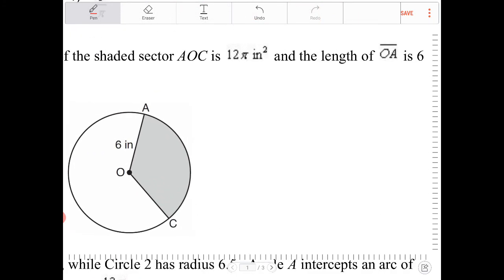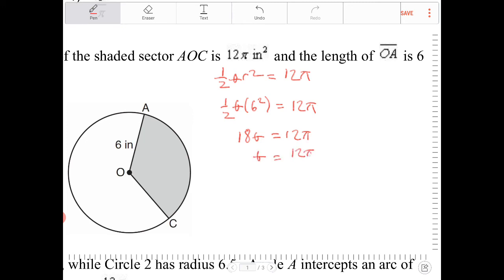If you remember the area of a sector formula in radians, it's simply 1/2 theta r squared. So in this case, since the area is 12 pi and the radius is 6, 1/2 theta 6 squared is equal to 12 pi. Therefore, I end up with 18 theta equal to 12 pi, or theta equal to 12 pi over 18, or simply theta equal to 2 pi over 3.